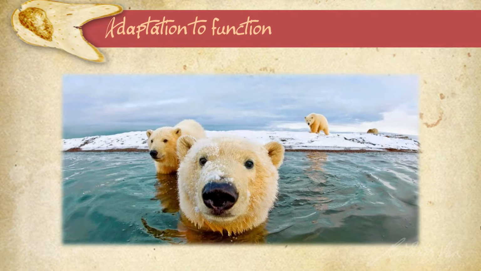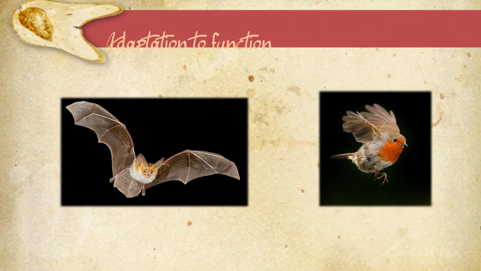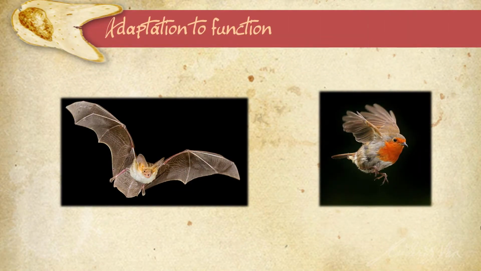Polar bear can swim in icy cold water. What adaptation allows them to do so? Because they are very fat, they have thick layer of fat and thick layer of fur to protect them against the cold water. How are bats and birds able to fly? Because they have the adaptation of wing.